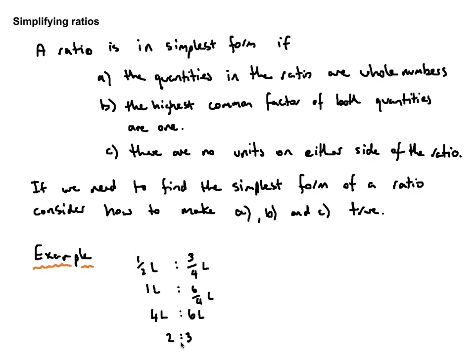If we need to find the simplest form of a ratio, consider how to make A, B, and C true. So how do we make the quantities whole numbers? How do we reduce the quantities to their highest common factors? And how do we remove any units on either side? So let's go through that.